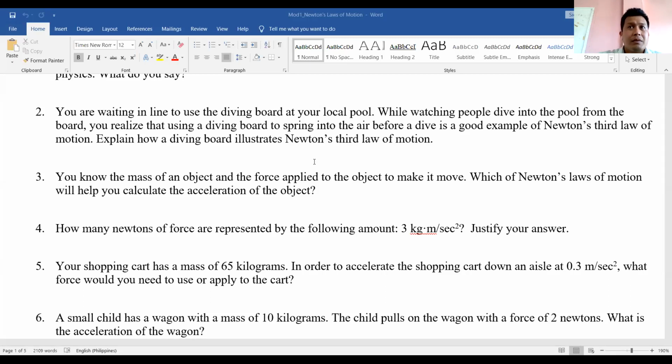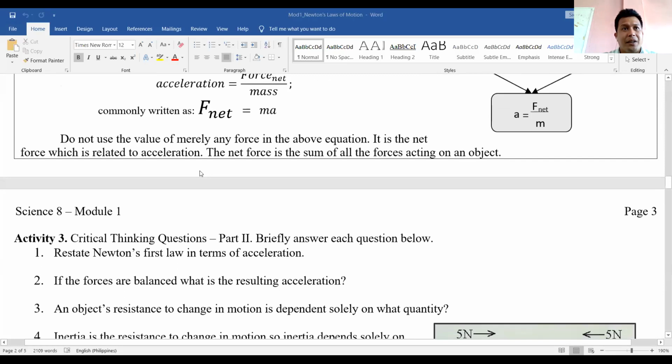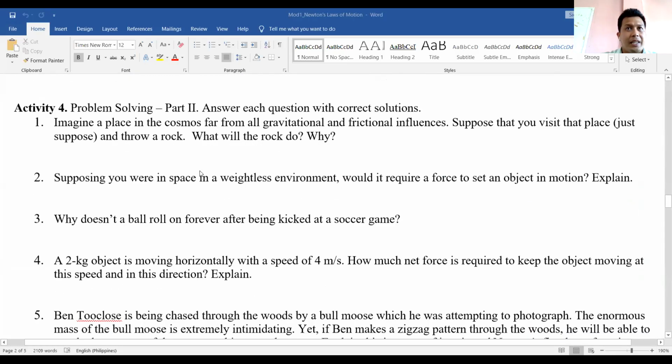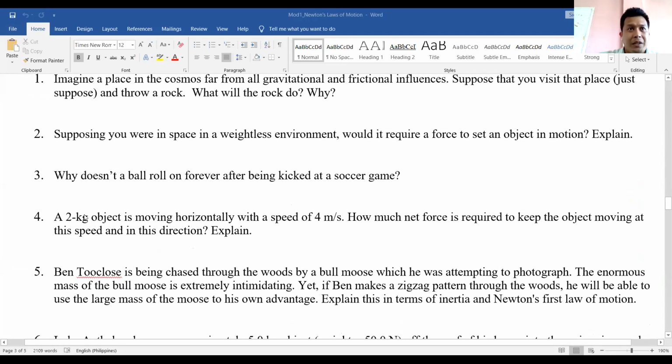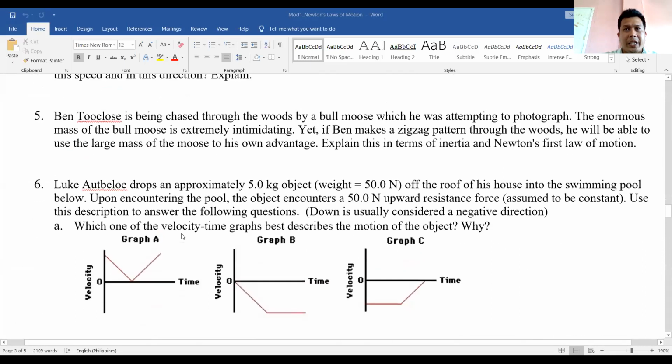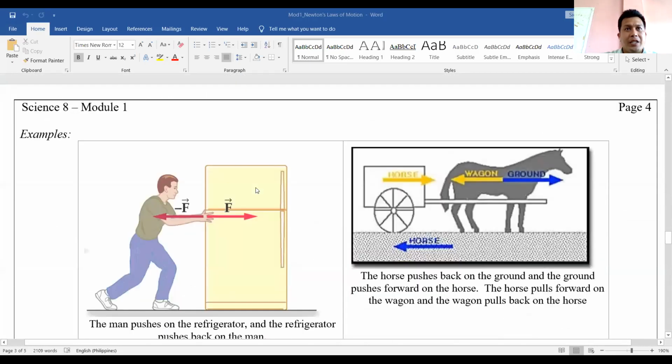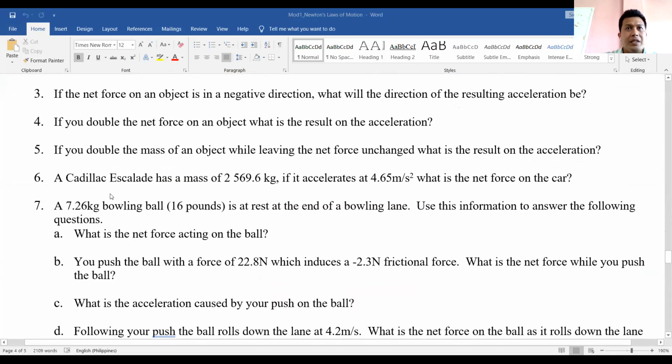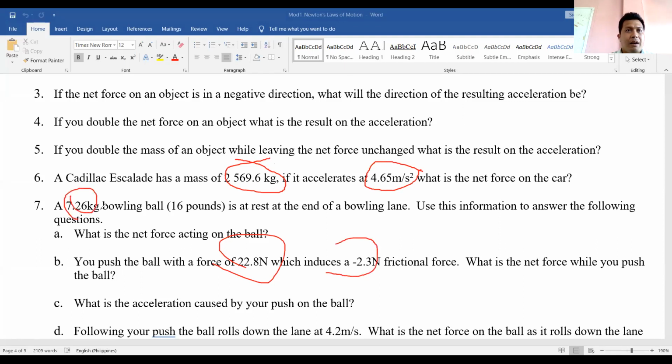Questions? None. So let's proceed to the second law. This is the second law, and the activities for the second law. The beauty of the second law is that we now have examples of computation on forces that act on an object. And then the third law is interaction. We have here the law of interaction. Still, we have a problem about force. What is the net force of the car if you have a mass equal to 2569.6 kilograms with an acceleration of 4.65? Most of these problems pertain to the world of motion, the laws of motion.